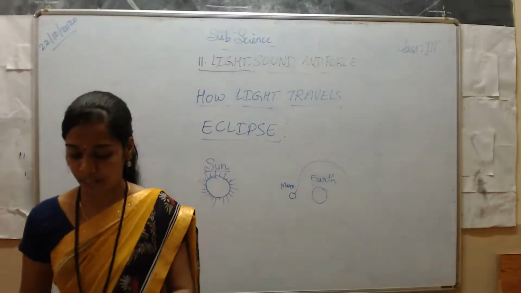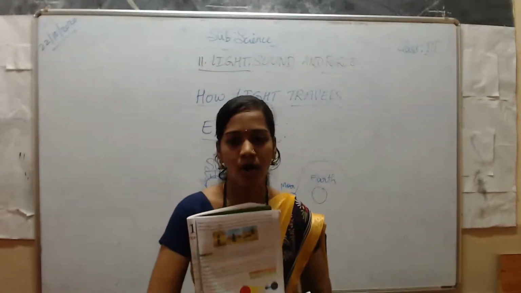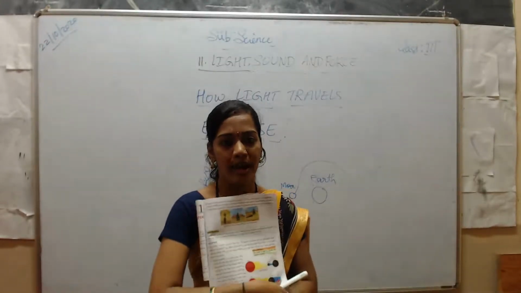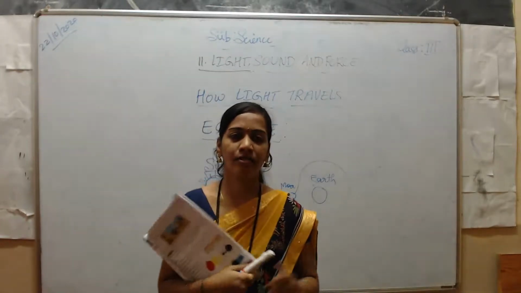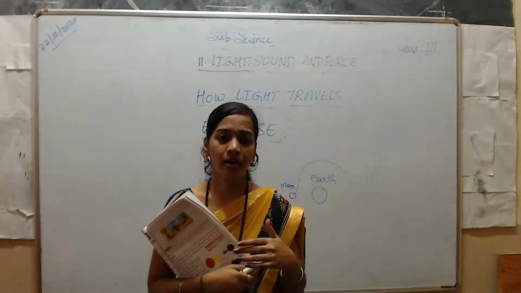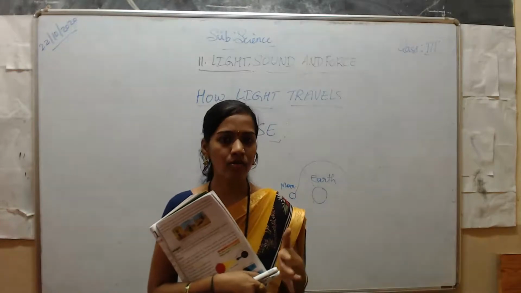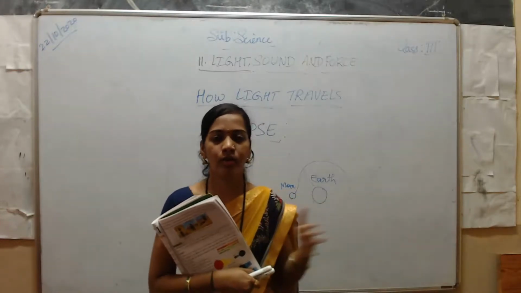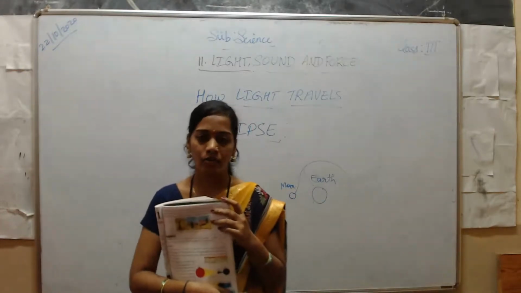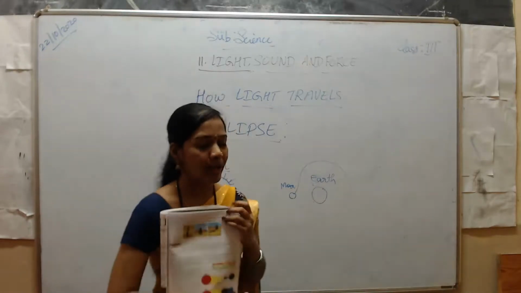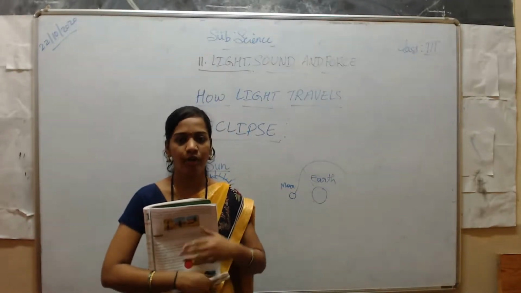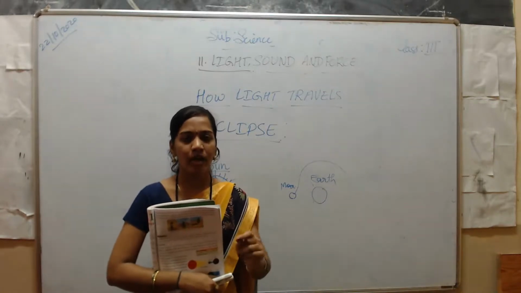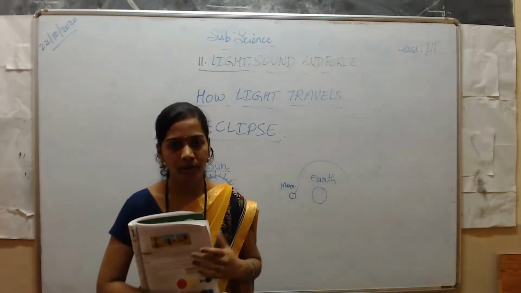Activity 1, page number 73, you have to do, students. Today at home, take the ruler and fix it in the ground and see the different sizes of the shadows in the morning, afternoon and evening. You can differentiate those shadows. Also draw them in the notebook: draw a ruler and the shadow also.